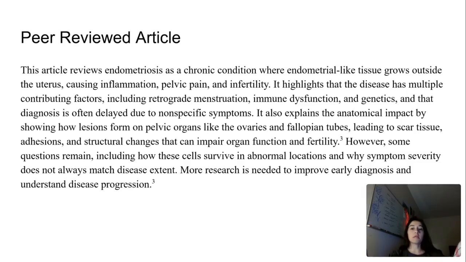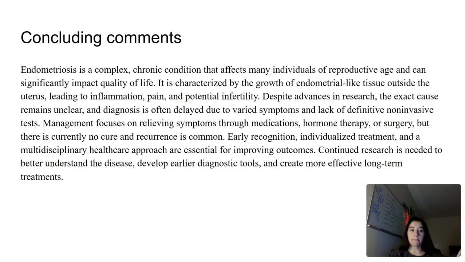It also goes into detail explaining the anatomical impact, showing how the lesions form on the pelvic organs like the ovaries and fallopian tubes that lead to the scar tissue, and structural changes that are going to impair organ function and fertility. Though there are still some questions that remain as to how these cells are able to survive in an abnormal location and why symptom severity does not always match disease extent. So more research is going to be needed to improve early diagnosis and understand disease progression per patient.